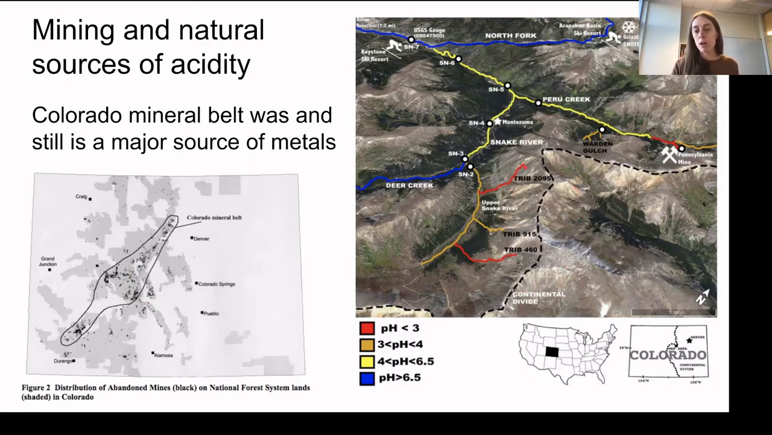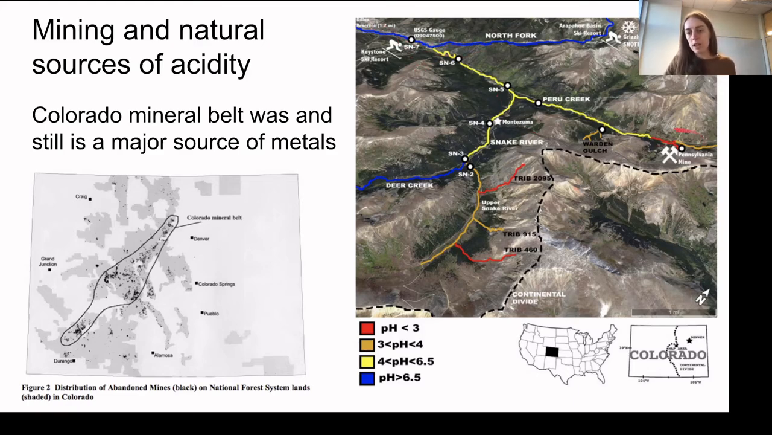So this is a recent paper from Garrett Rue, who's at University of Colorado, and this is up in the mountains here. This is the Continental Divide. If any of you have skied in Colorado, this is Keystone. I-70 is running along here. This is a basin, and this is Deer Creek. This is the Upper Snake River, and the Snake River eventually flows into the North Fork there.